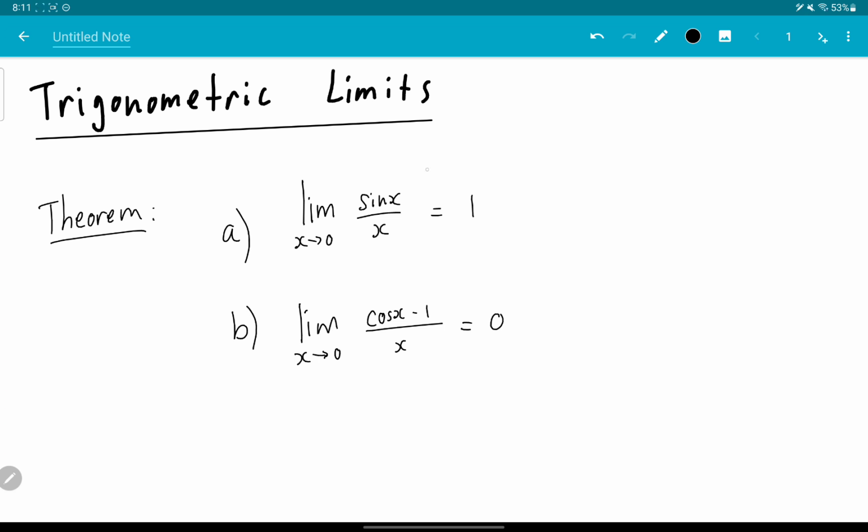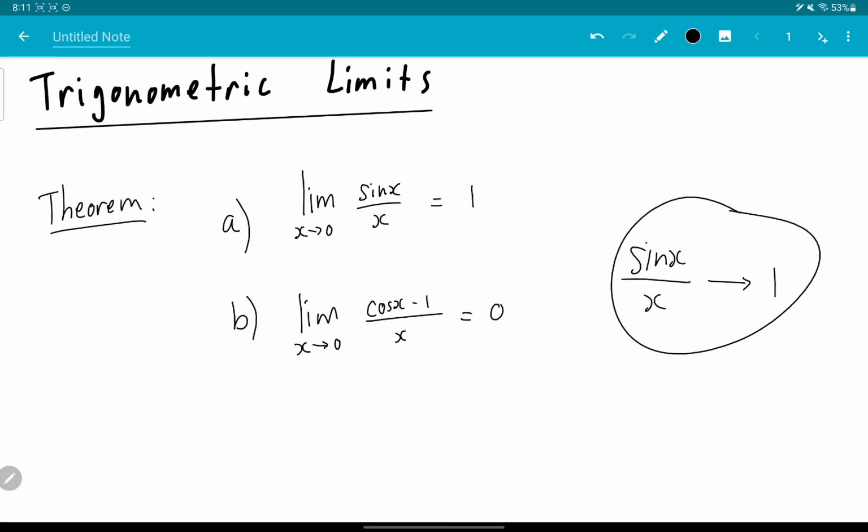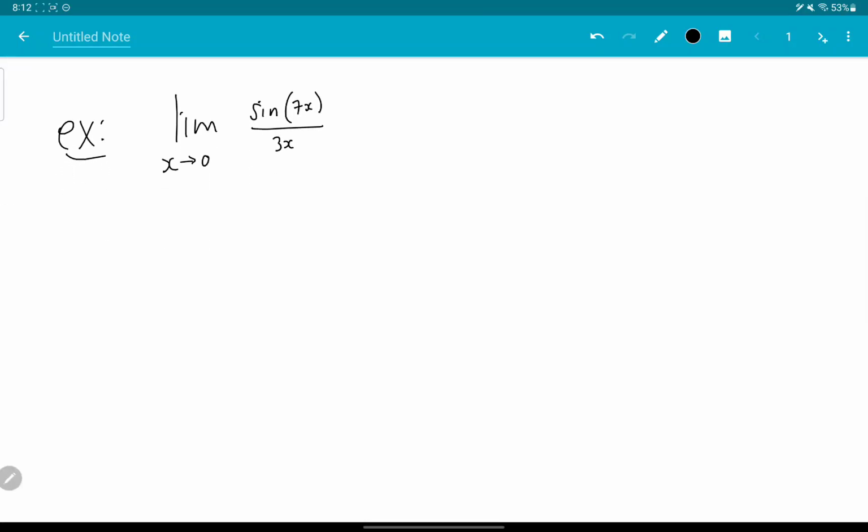Okay, so the first one is the more useful one. So sine x over x goes to 1. You could write that as sine x over x goes to 1. It's kind of a short form. So we'll use that over and over and over again. Okay. First example is not quite the same as sine x over x. So sine x over x will go to 1.